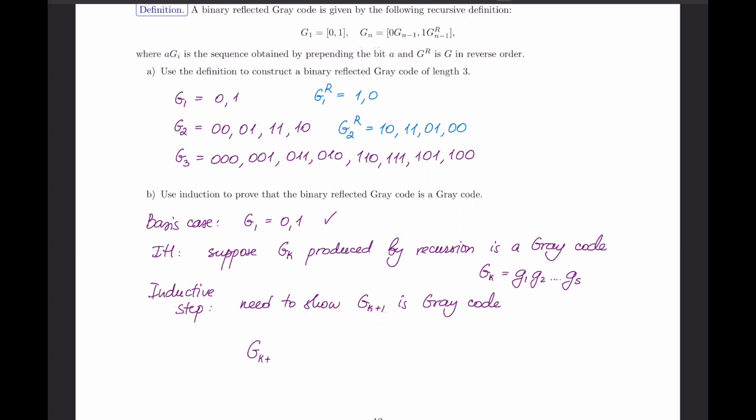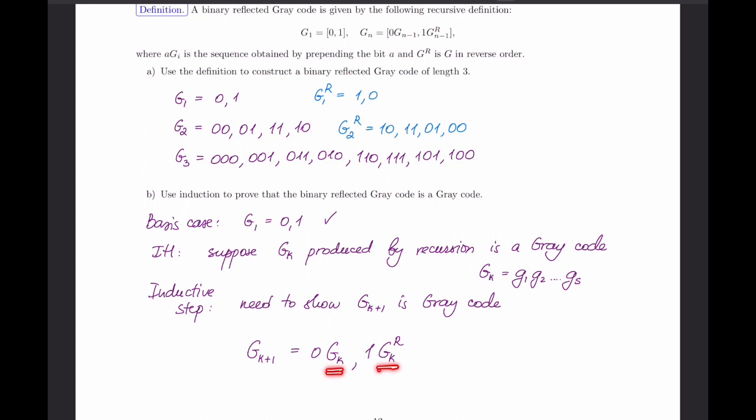So how is GK plus 1 constructed? According to the recursion, I took the previous gray code, which is GK. I appended 0 to the front, and then I followed up by reversing GK and appending 1 to the front. Listing these elements in a sequence is what produces my next, GK plus first, gray code.